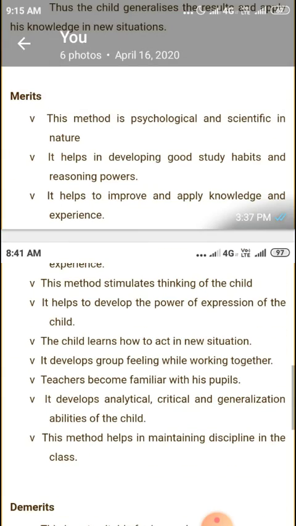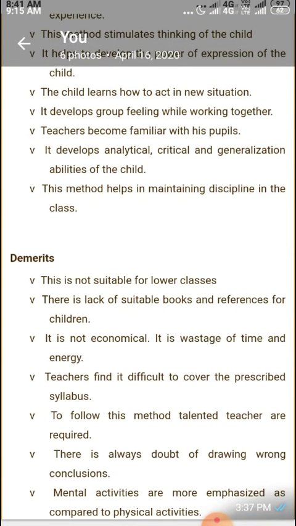Next, demerits or limitations of this method are as follows. This is not suitable for lower classes. There is a lack of suitable books and references for children. It is not economical; it is a wastage of time and energy. Teachers find it difficult to cover the prescribed syllabus.